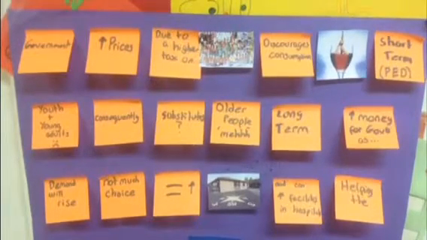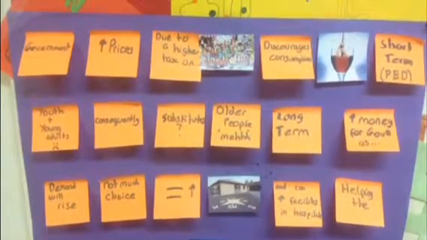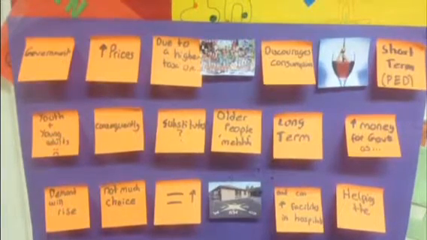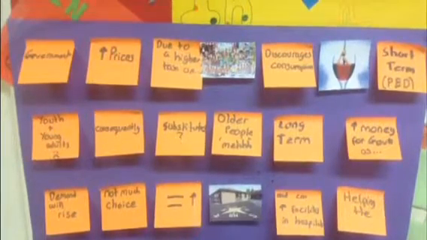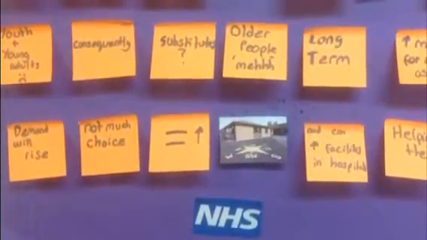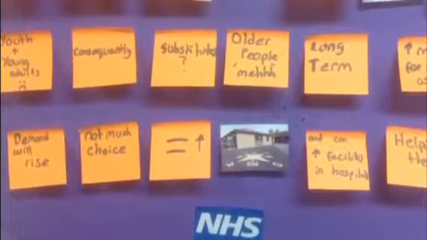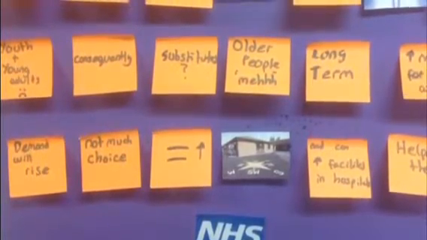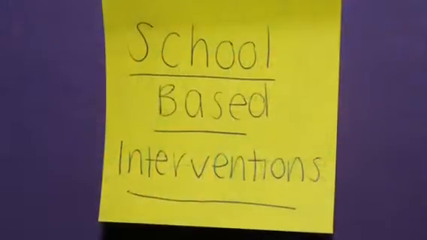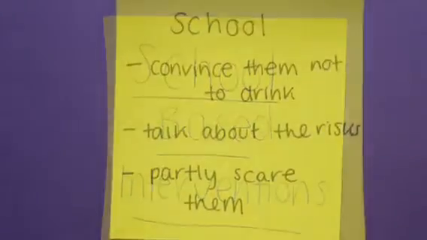Older people, however, already have an established income and will not be as affected as much by the increase in price. In the long term, this gives more money for the government, as demand will rise due to not much choice. This may lead to an increase in infrastructure in education and also allow more money to be spent in hospitals, helping the NHS. School-based interventions convince kids not to drink.